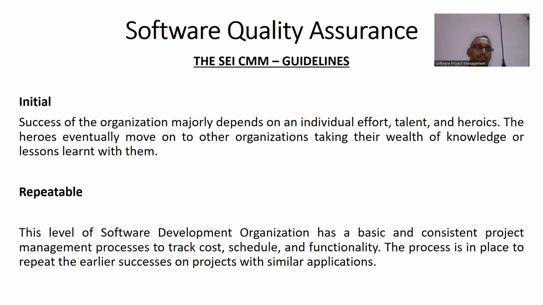And next one, level two, repeatable. A repeatable level software development organization has a basic process and a consistent project management process to track cost, schedule, and functionality. The process is in place to repeat the earlier success on projects with similar applications. Project management is a key characteristic of a level 2 organization.